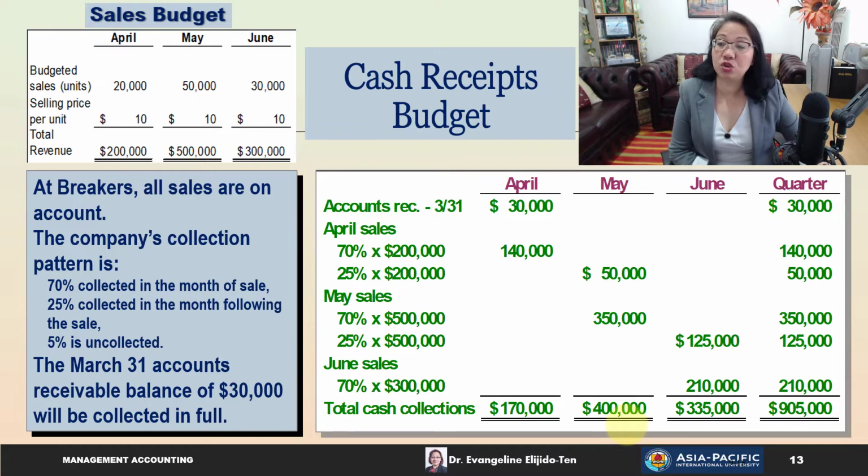What about in June? The 25% remaining from the May sales will be collected in June, plus 70% of June sales, which is $300,000. Therefore, $300,000 times 70%, $210,000. So we are expecting $335,000 in the month of June. The quarter column is simply the total of the 3 months.